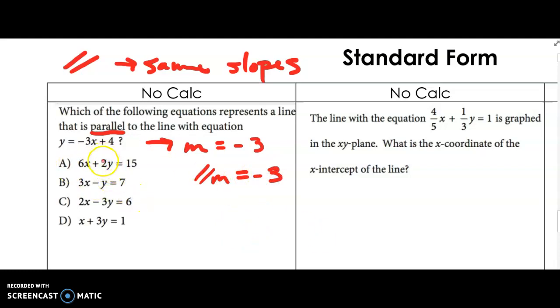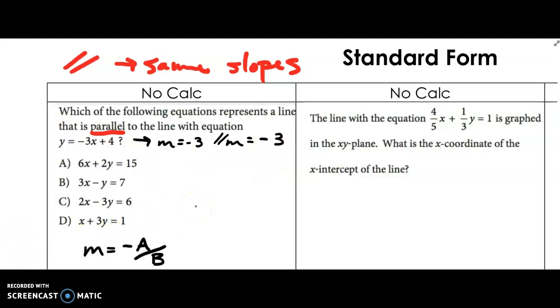Now, I could try and convert every single one of these answer choices into slope-intercept form and find my slope and move on that way. But I'm telling you, it's going to take way too much time and way too much effort. We know how to find the slope of a line when it is given to us in standard form. Tell me right now, how do we do it? Yes, we are taking our a value, dividing it by b, and changing the sign.